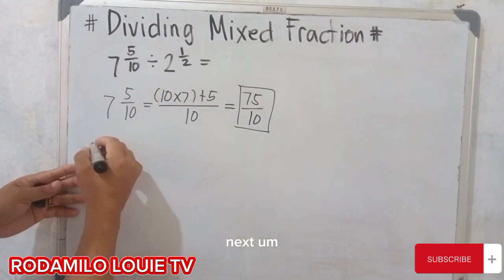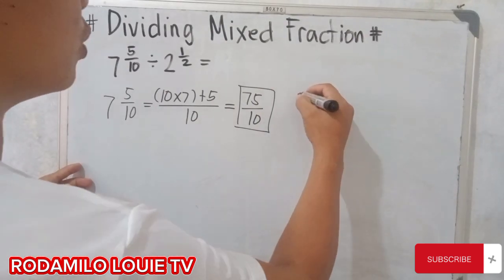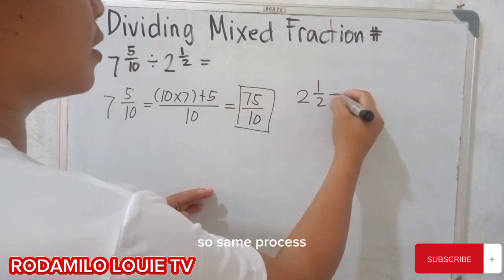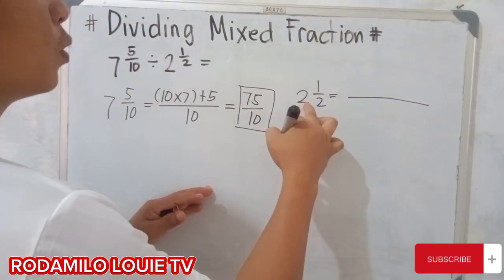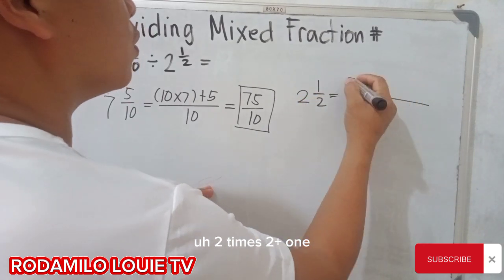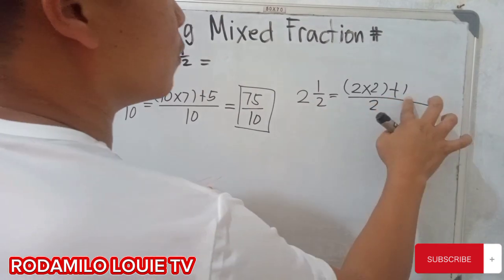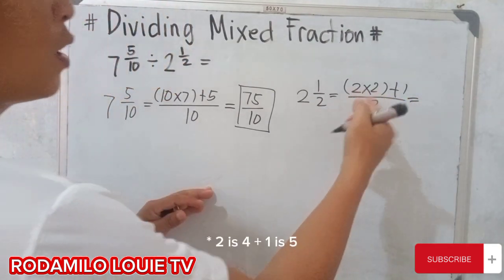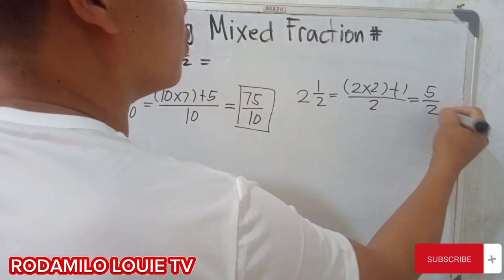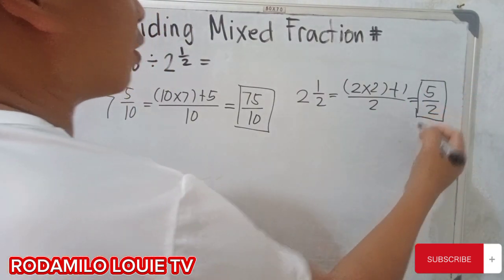Next, the 2 and 1 half. Same process: 2 times 2 plus 1. Copy the 2. Equals 2 times 2 is 4 plus 1 is 5. Copy the 2. So the improper fractions are renamed.